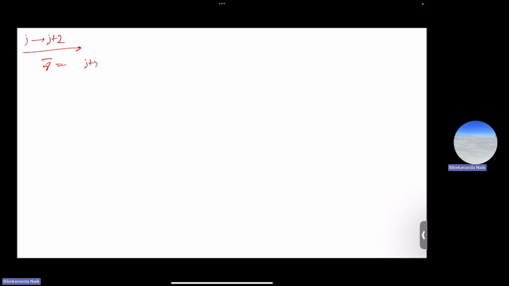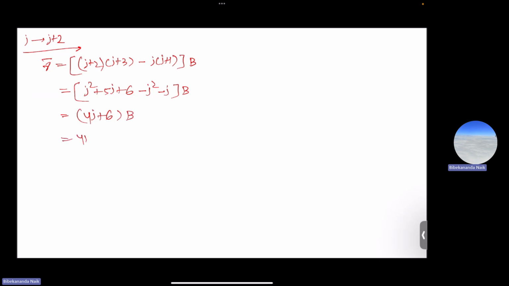It will be J plus 2 into J plus 3 minus J into J plus 1, into B. So if you multiply it, it will be J square plus 5J plus 6 minus J square minus J, into B. So it will be 4J plus 6 into B, or if you take 4 common, 4B into J plus 3 by 2. This is for the anti-Stokes line.